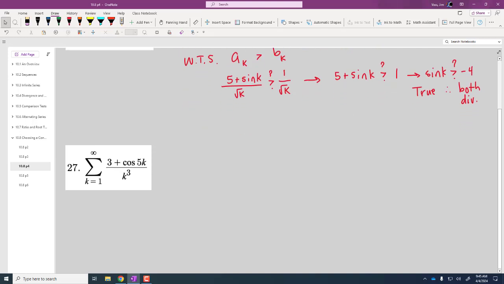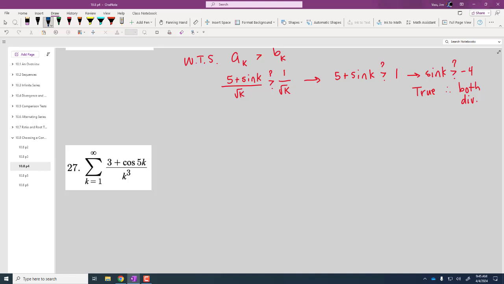Now let's take a look at this one. Same idea. We have a numerator that's wobbling between, in this case, 2 and 4. Right? Cosine of, who cares what the angle is? Biggest it is 1, smallest it is -1, so it's wobbling between -1 and 1. So the numerator is wobbling between 2 and 4. Same idea. That wobbling is kind of acting like a constant if the denominator is getting enormous.